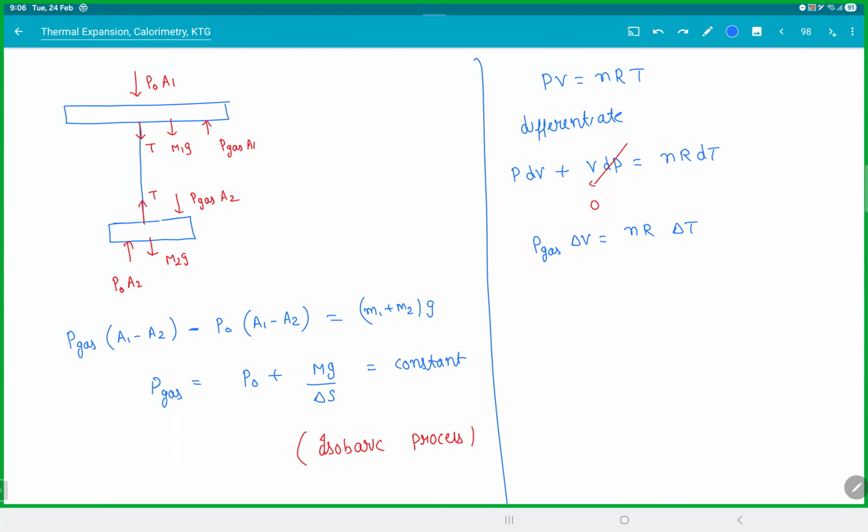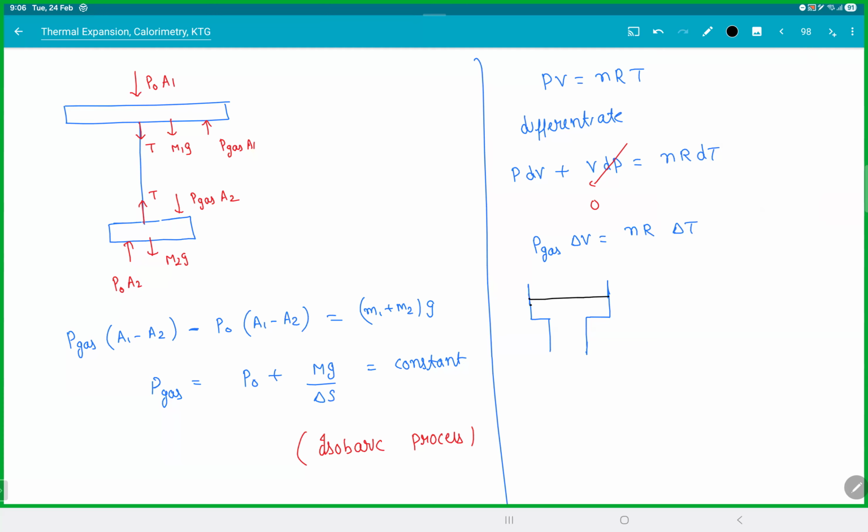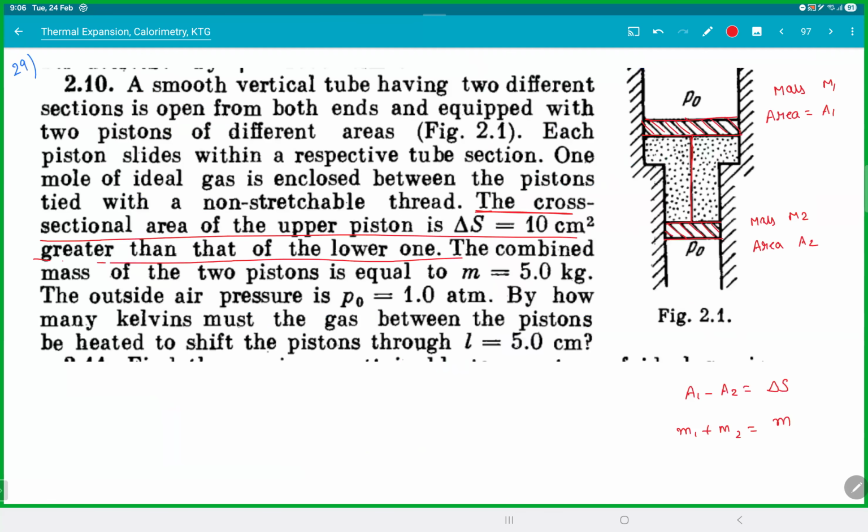Now if you look at the system there, this was the piston here and this was the piston here. Now from this position, let's say this thing has gone up by, how much did he say? 5 centimeters.